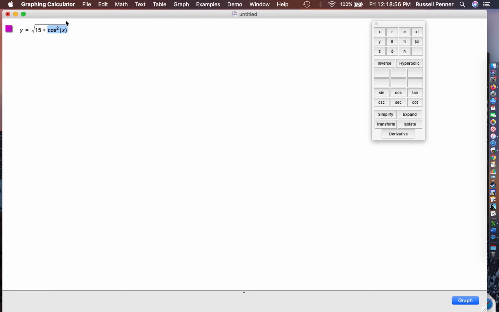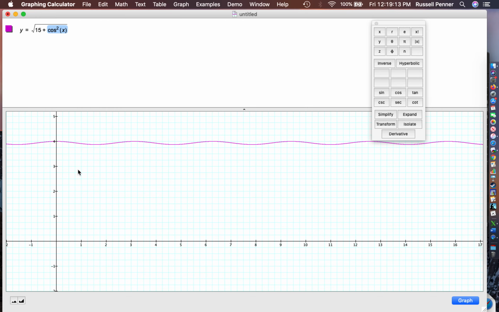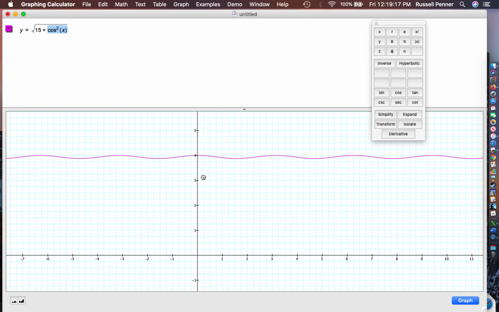The square of that would always be between 0 and 1. So this would always be between 15 and 16 inside there. So you're talking about a function that just fluctuates between the square root of 15 and the square root of 16. So this is what it looks like, fluctuating between those values. We only wanted to know the limit as x approaches 0.